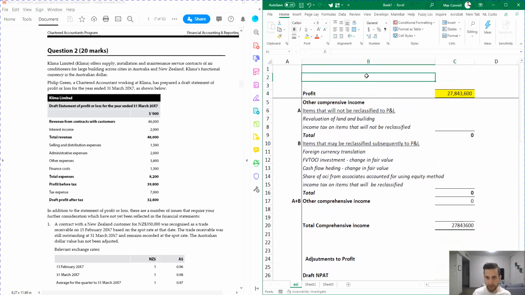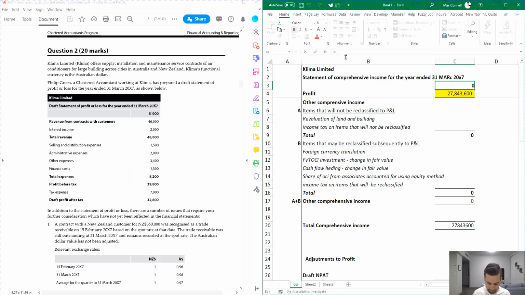And also just make sure on any report that you do that you actually include the name of the company. I haven't done it for the sake of saving time here, but just make sure you include the name of the company, Klima Limited, what it is that you're looking at. So the statement of comprehensive income for the year ended 31 March 2017. I might not always do this in my examples, but that's only to save time in these videos. But you need to remember whenever you do an exam, you need to do it because you may lose marks if you don't include these.